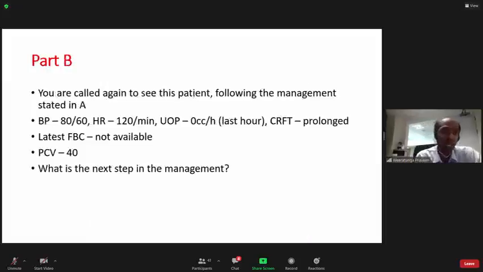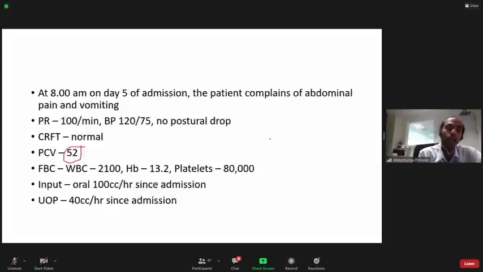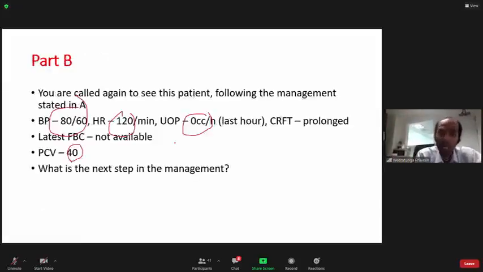Now you can see the patient is in shock. Right, very clear. BP low, pulse pressure is 20, tachycardia, urine output 0. But the most important thing for you to gather from this is the PCV is 40. You can see that the PCV when the patient came in was 45. When the patient started leaking, it went up as expected to 52. Now what has happened? It has gone down to 40. Patient is in shock. What is the next step in the management?